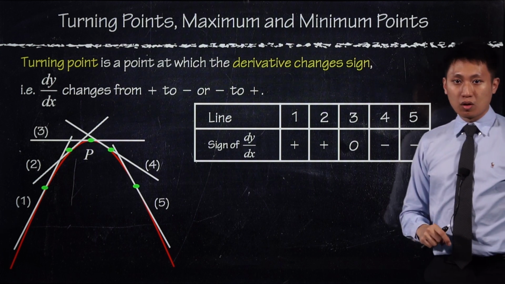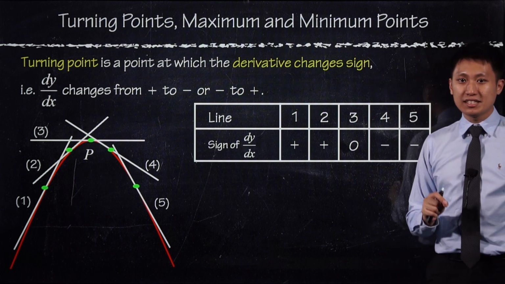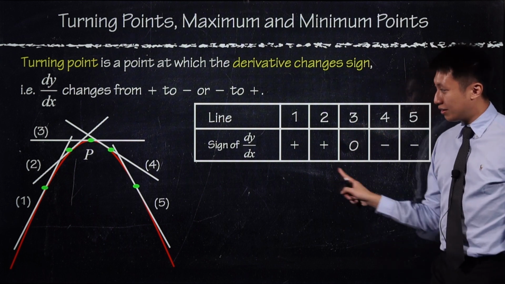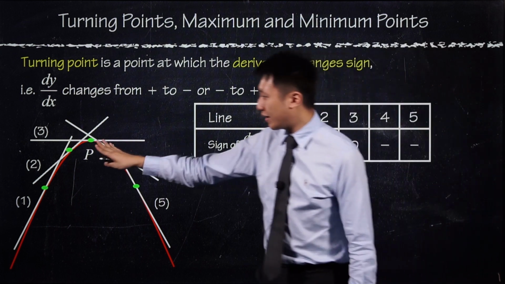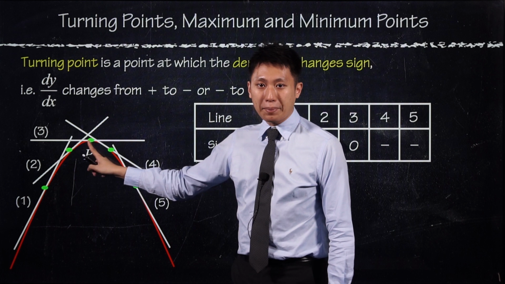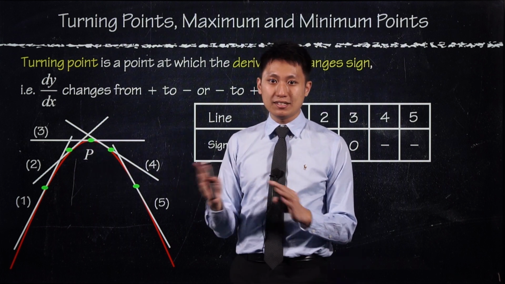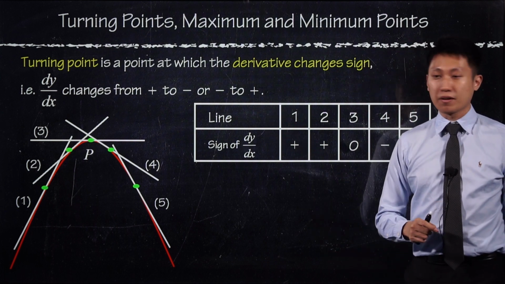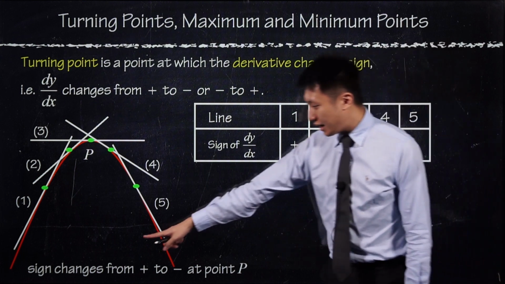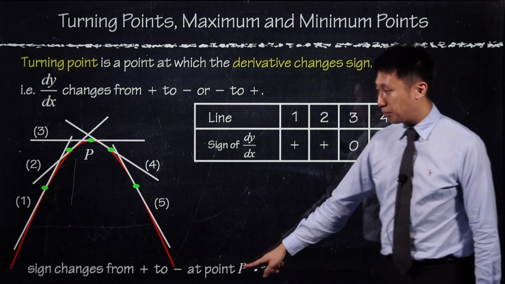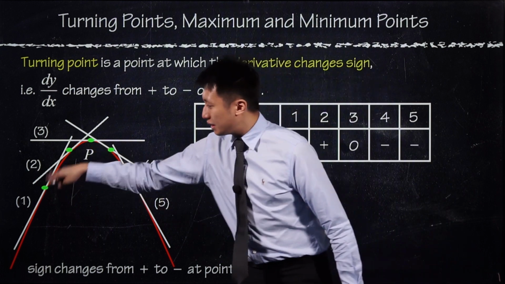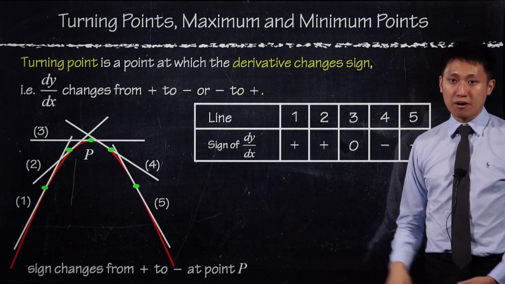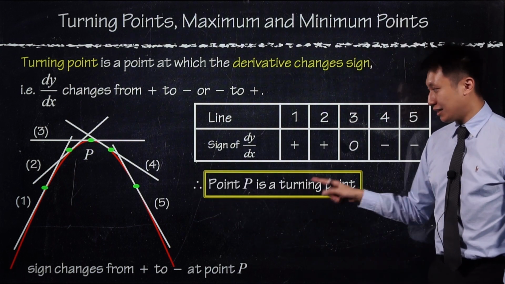Which one is the point where the sign of dy/dx changed? At here. Look at the graph: on the graph itself is the point P. P is the middle point where the sign of dy/dx changed, and that point is called a turning point. The sign changes from positive to negative at point P. From positive, then at this point it is 0, then here it is negative. That's why it changed sign at point P, and point P is the turning point.